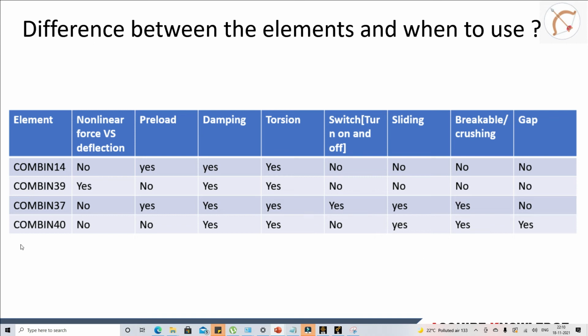Now based upon requirement, you might come across a problem statement which will require a combination of multiple properties. In those cases, you can define a combination of these elements, like you can define combin 14 element and combin 37 element in parallel. Keep the stiffness of the combin 14 element in such a way that it will not affect the response of combin 37, and then you can apply a preload to this combin 14 element. Those types of things you can easily do. The only thing is that you have to use multiple springs in such a way that the combination of these springs will mimic whatever is your requirement from the simulation point of view.